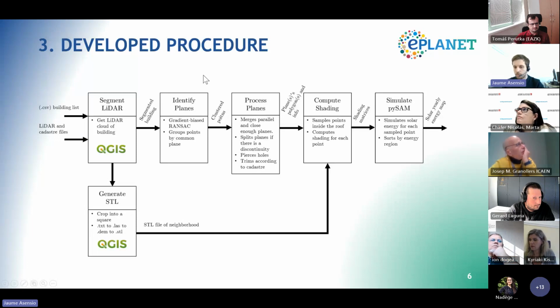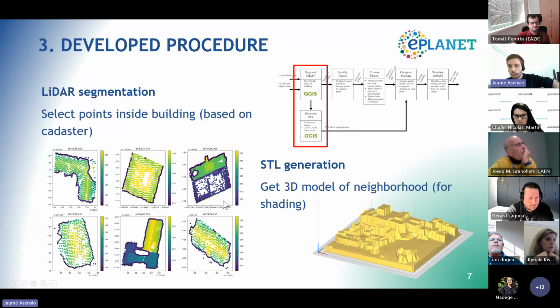Once we had a list of planes, we applied some post-processing techniques to refine the results and add some detail. With the definitive planes, we compute the shading of the neighboring elements. And then we use that shading information to estimate the solar energy that each rooftop could have. Those are the five main steps. And below, there's this secondary step of generating the 3D model, which was used to obtain the shading matrix of each building.